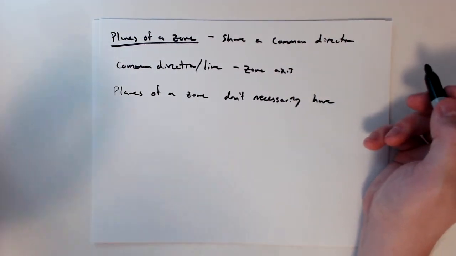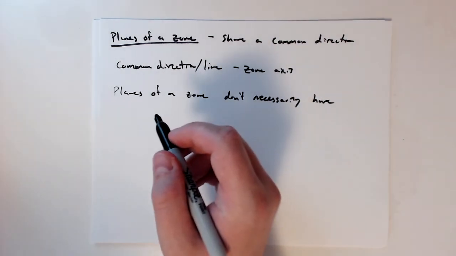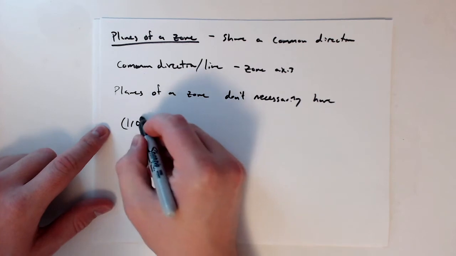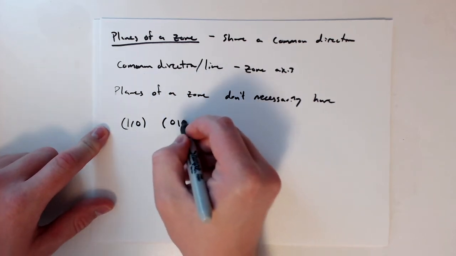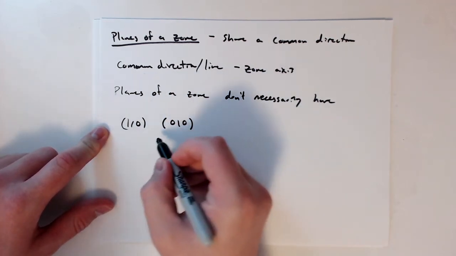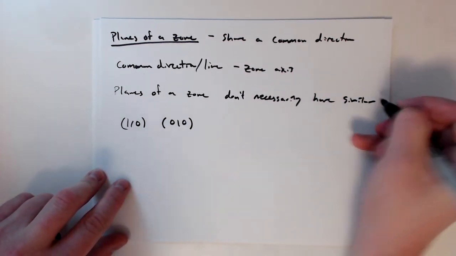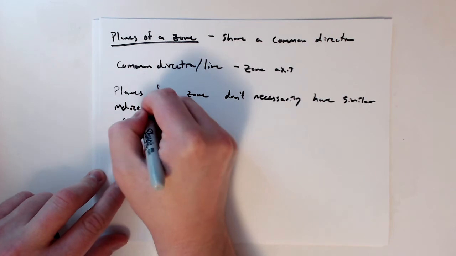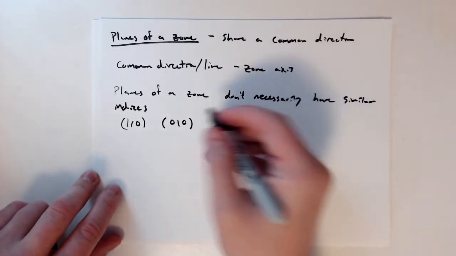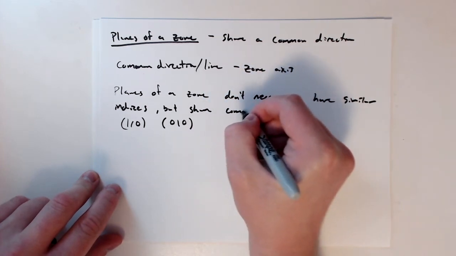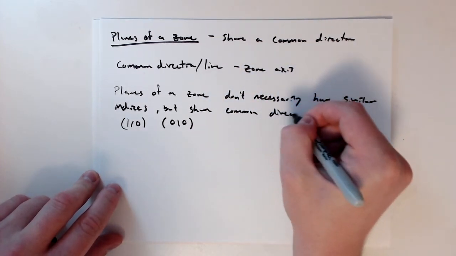So you saw in that example we had a number of different types. So we had 1, 1, 0, we had 0, 1, 0. So they don't necessarily have the same indices, but they do share a common direction.